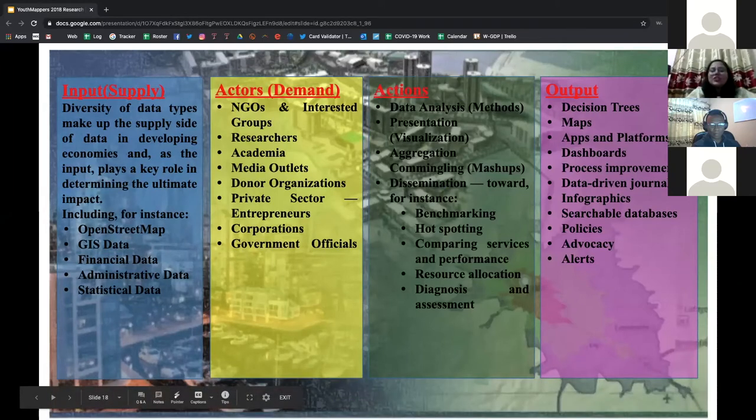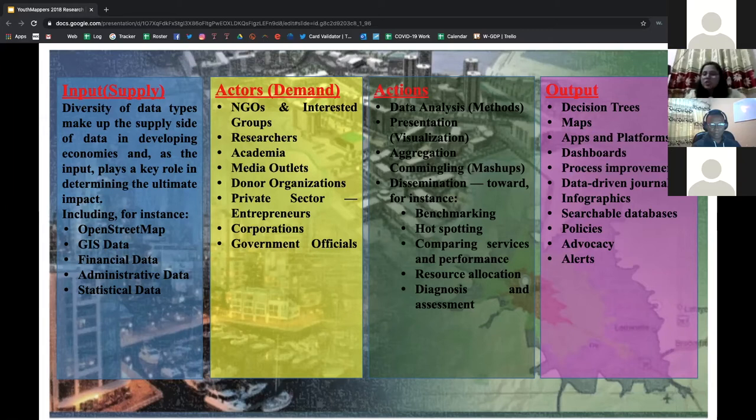So this is actually the elaboration of the previous slide. So here input would be like OpenStreetMap data, GIS data, statistical data, administrative data, financial data, and we can compile this data, and the actors who are going to use this data will show us the action, the data analysis, the aggregation, the mashup or visualization, and it will be an output of map or dashboard or data driven infographic or policies or advocacy, anything else. So it is a process. You will input some data, there will be someone who wants to grab this data, and they will analyze, and there will be output, which is the economic development planning or policies or advocacy that is going to help to develop economically. Next.